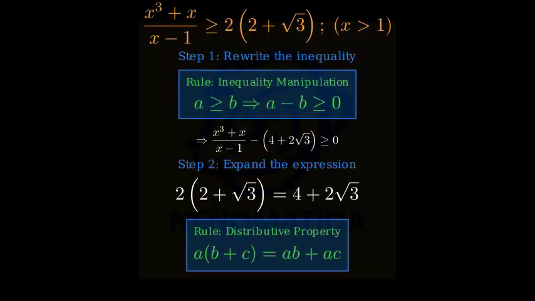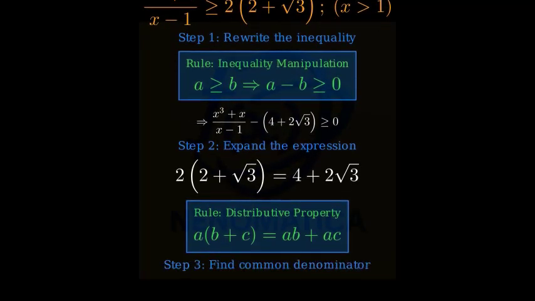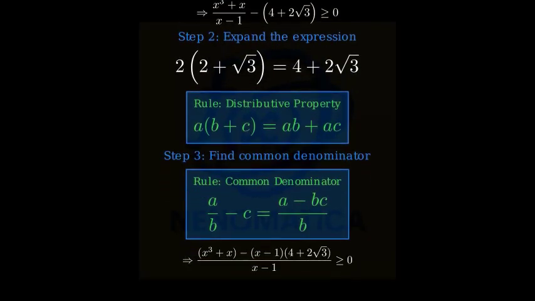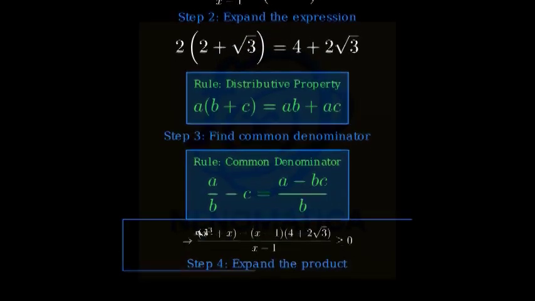Next, we'll expand the right-hand side of our original inequality. 2 times the quantity 2 plus square root of 3 equals 4 plus 2 times square root of 3. For our third step, we need to find a common denominator for our expression. We'll multiply both the numerator and denominator of the expression on the right by x minus 1. Now, let's expand the product in the numerator.